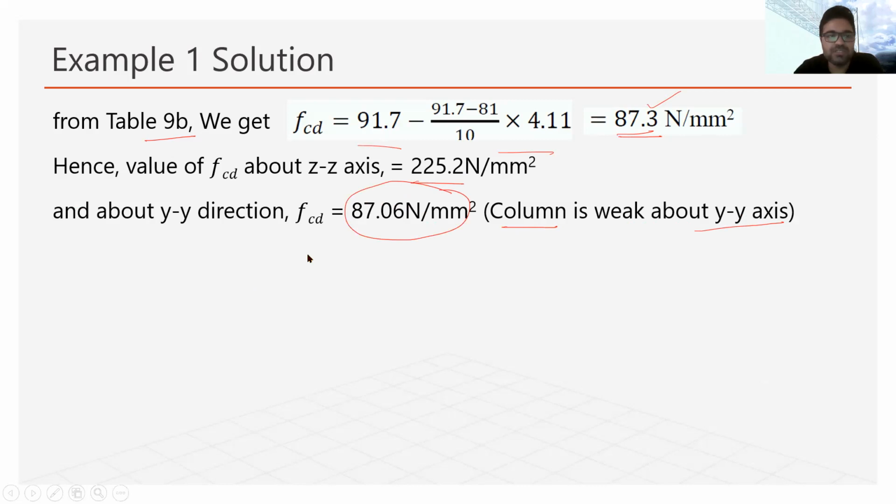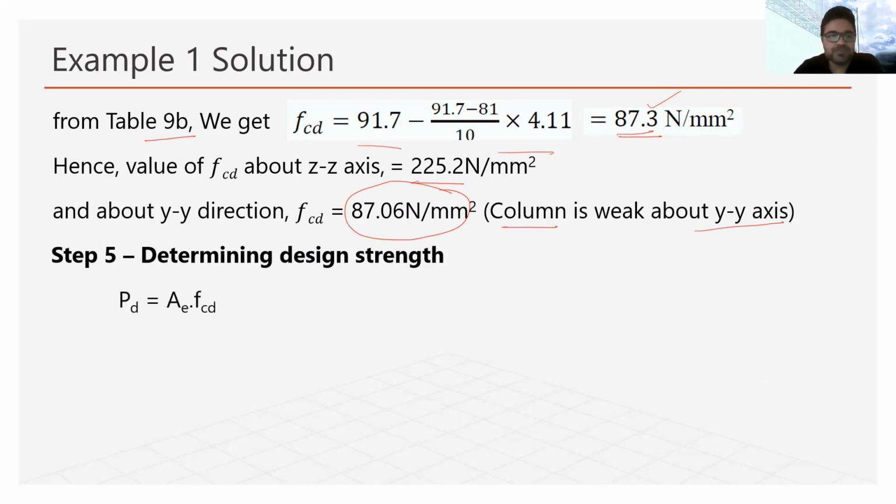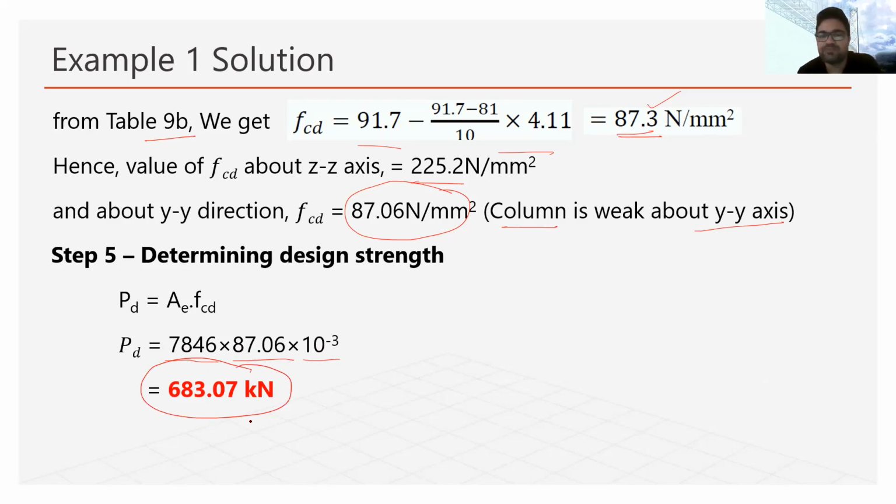Now we can find out the design strength because we know the value of FCD and the area of cross section we already know from the steel table. Using the cross sectional area of the compression member and the FCD value that we have just calculated, if we multiply this with 10 raised to power minus 3, then we can directly calculate the strength in kilonewton. So the strength of this I section is 683.07. So this I section can take this much load. Okay, so that is the solution for this question. Thank you.